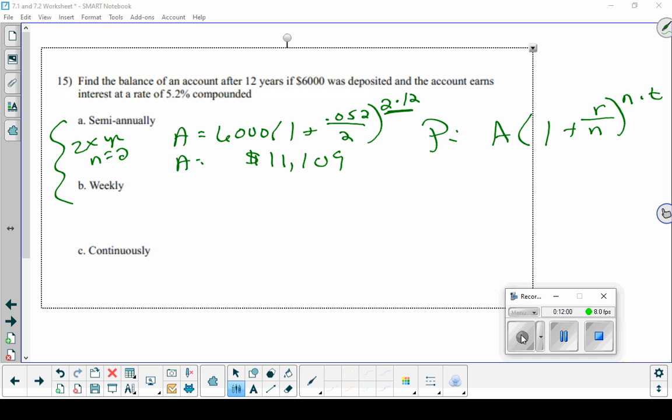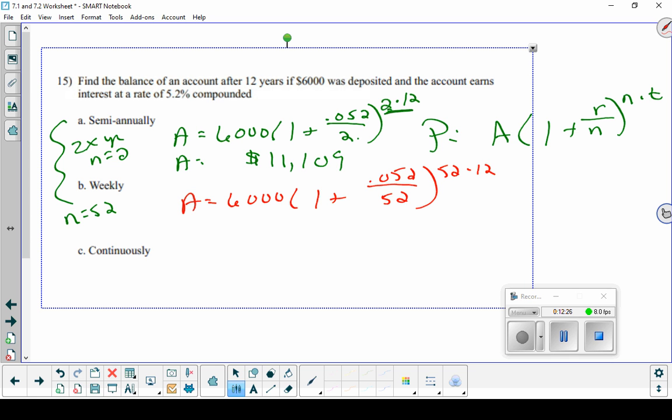And the next one is weekly, which means your n is going to be 52 because it's 52 weeks out of the year. So when I go to do that one, everything in the top equation is going to be exactly the same. The only difference is this 2 is now going to change to 52. So we have the amount 6,000, 1 plus 0.052 over 52, and then this is going to be 52 times 12. And I should expect a little bit higher amount because I'm earning more interest on my interest. In this case, I got $11,195.